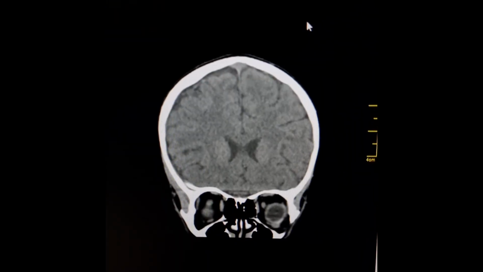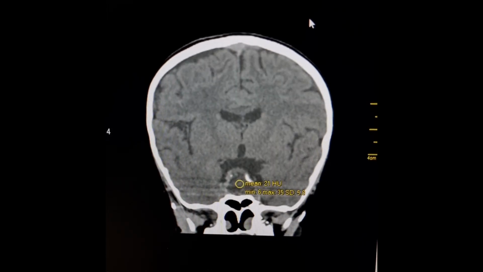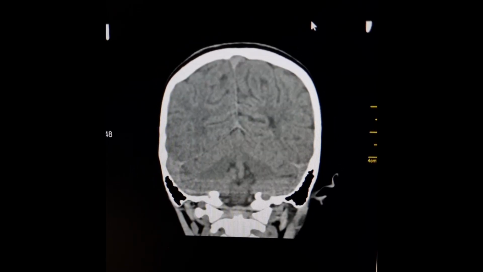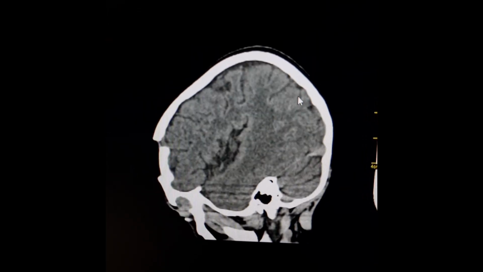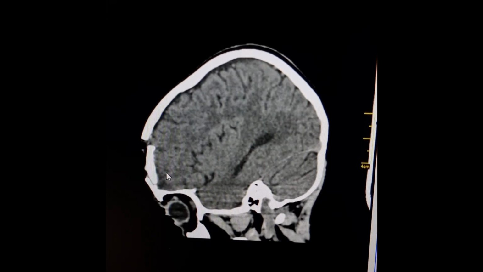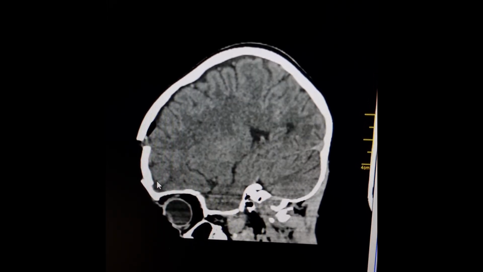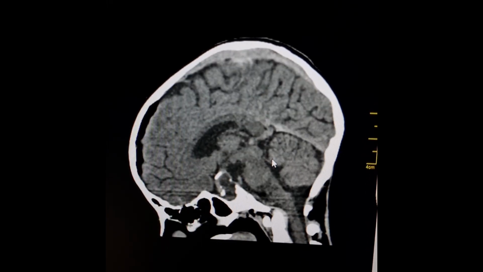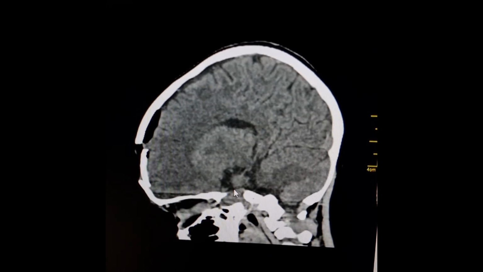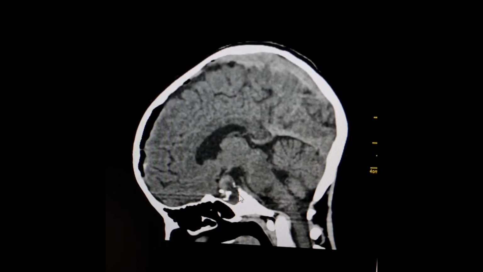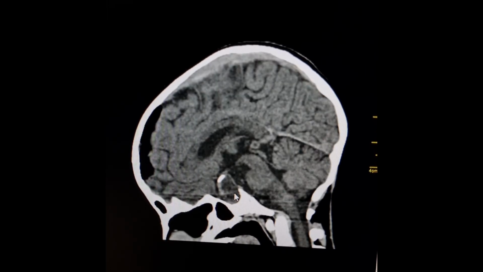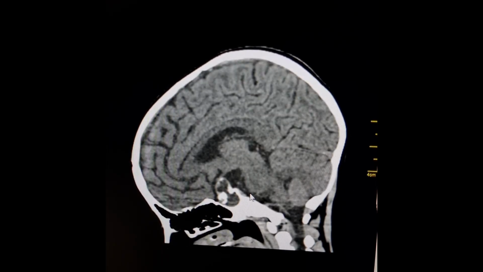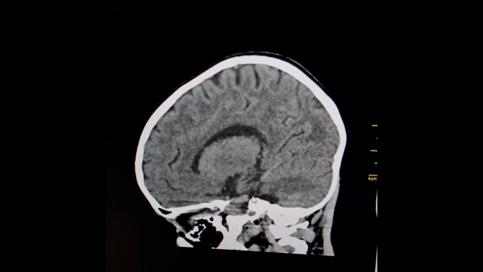This is the coronal scan of the patient of craniopharyngioma. This is the sagittal scan. Please observe depressed craniotomy flap with overlapping in its lower part. And this is the craniopharyngioma. Pituitary fossa is widened. There is intrasellar and suprasellar mass, which is predominantly cystic and contains marginal, curvilinear, and irregular calcifications.